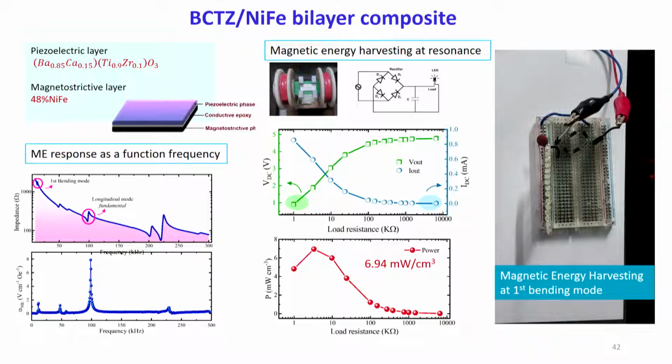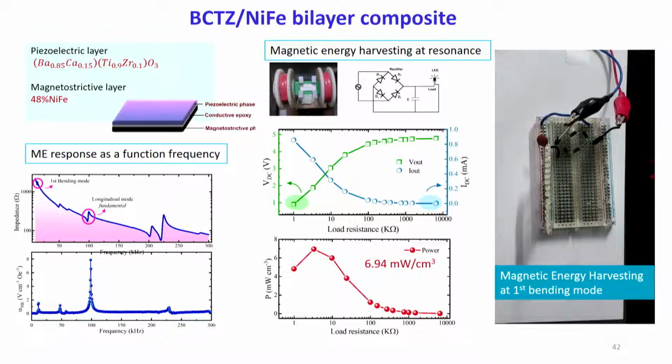So here you see that we are using this first bending mode for energy conversion, and not the third one, which would give a very large value of alpha. But we are using the first one mainly for practical considerations, because we can't have 100 kilohertz. For most practical uses we go to a lower value, so we used around 11 kilohertz AC.